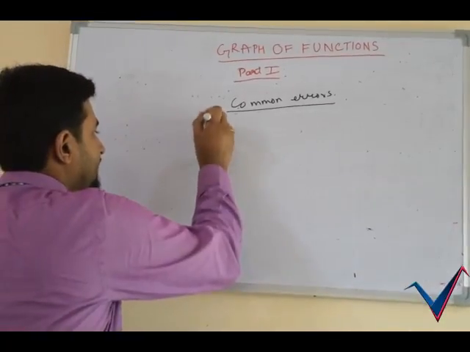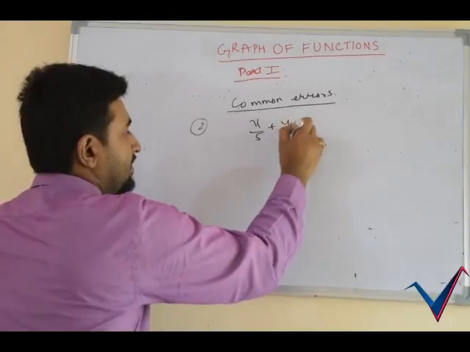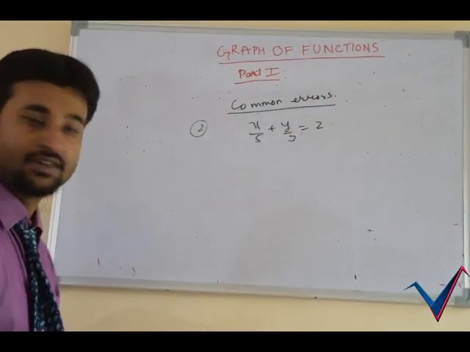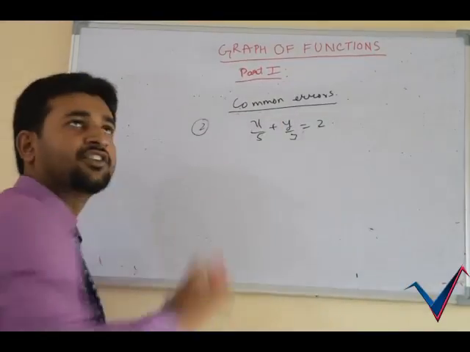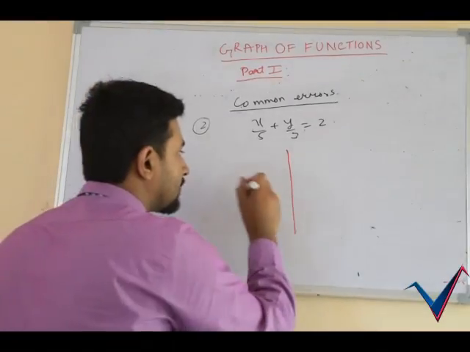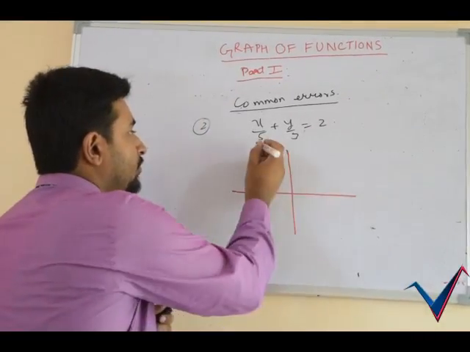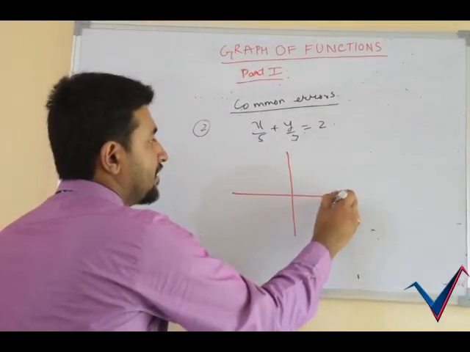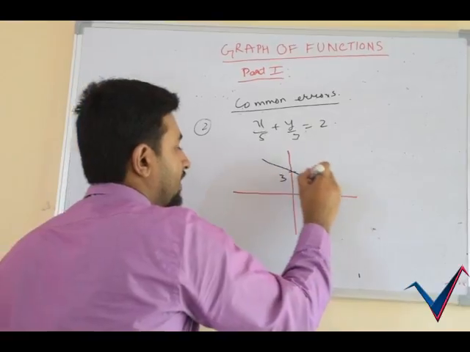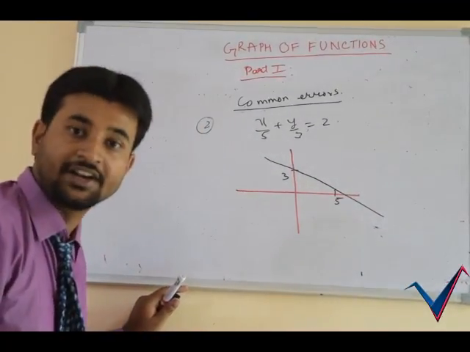The second error is this: suppose you are given the equation like this, x by 5 plus y by 3 equal to 2. How would you plot the graph of this? You would see the equation is comparable to x by a plus y by b equal to 1. You would simply do like this. You see the x-intercept is 5, the y-intercept is 3. So you will plot the graph like this. But is it correct? No, it's wrong.